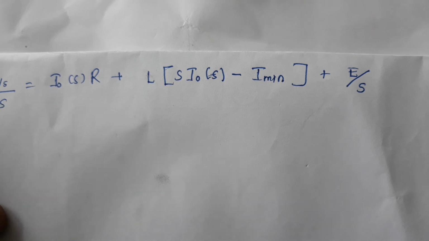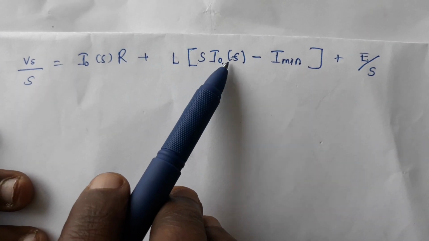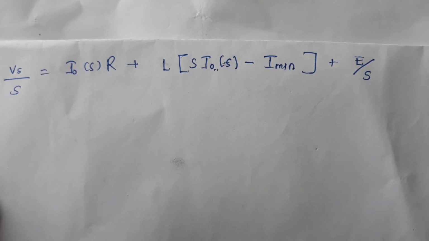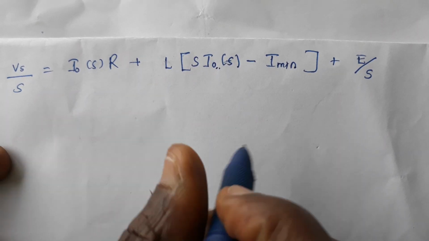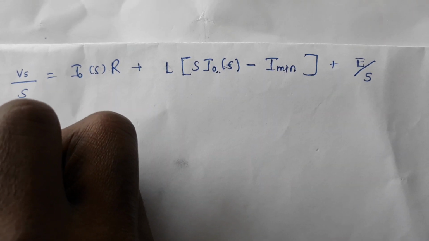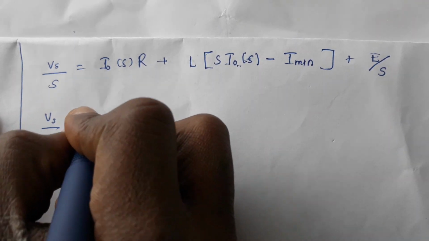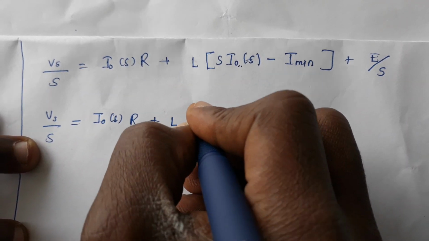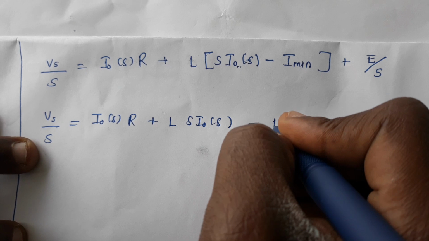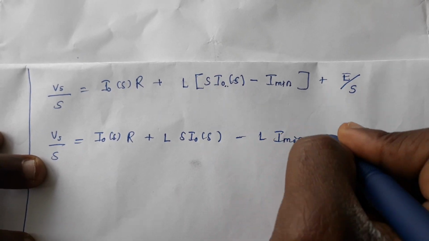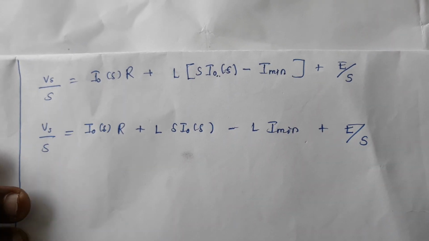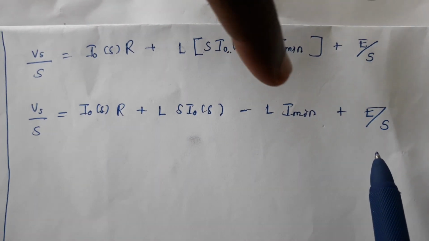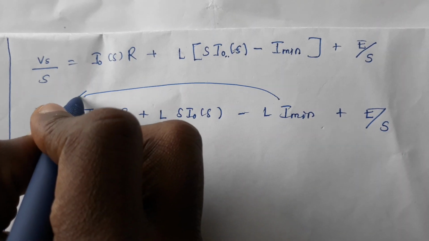Now, since we want to obtain the expression for I out, we have to open the brackets and make I out the subject of the formula as follows. So we can just take, this is Vs over S equals I out of S into R plus LS I out of S minus L I min plus E over S. Okay, so we can take this and this to the other side.